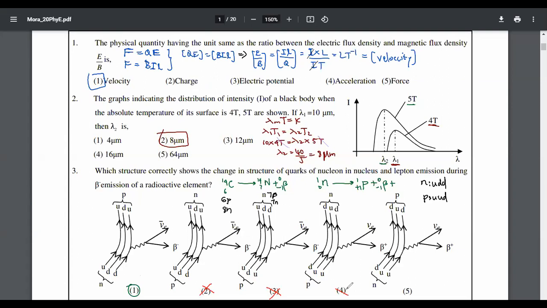Wrong, wrong, wrong. Why is this wrong? Because this part is wrong. Proton is UUD, up, up, down. Here it says UDD. Done. So first 3, 1, 2, and 1.